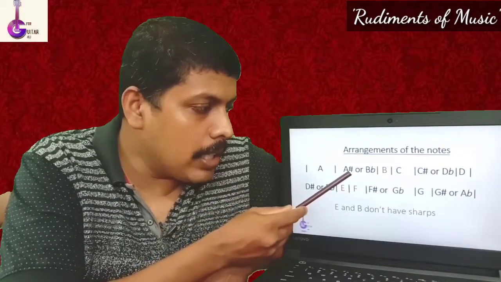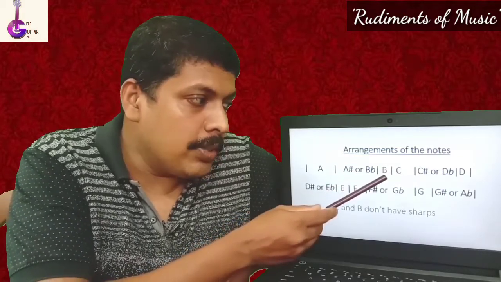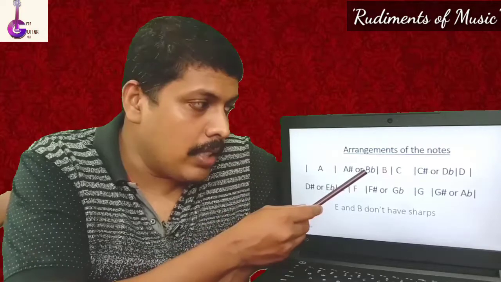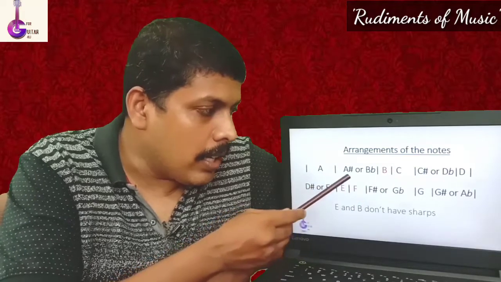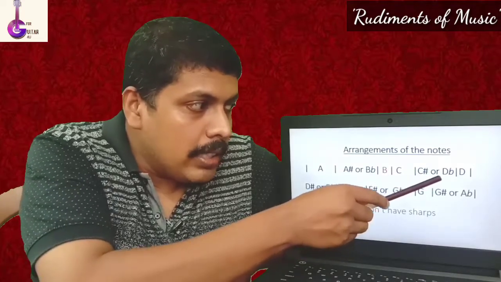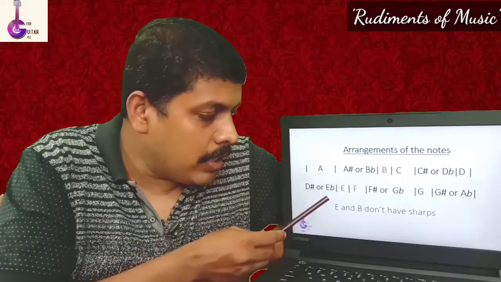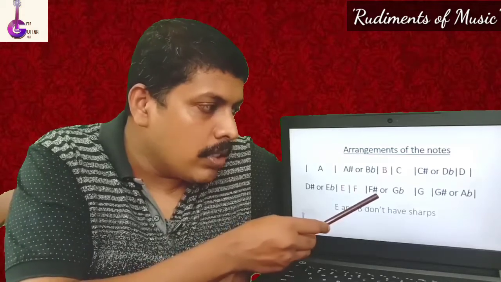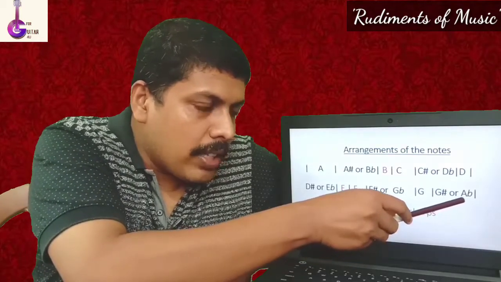You can see the sharp symbol here, A sharp, or it is called B flat. And after that B. A sharp or B flat, B. Next is C. A sharp or B flat, B, C, C sharp or D flat, then D, then D sharp or E flat, then E, F, F sharp or G flat, G, G sharp or A flat.